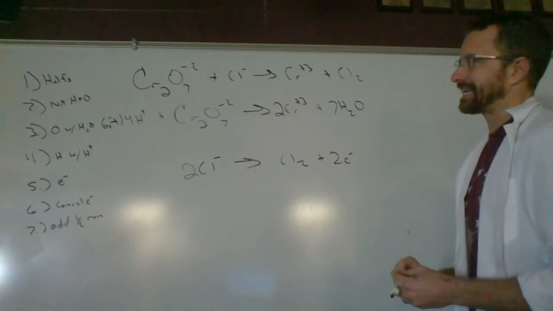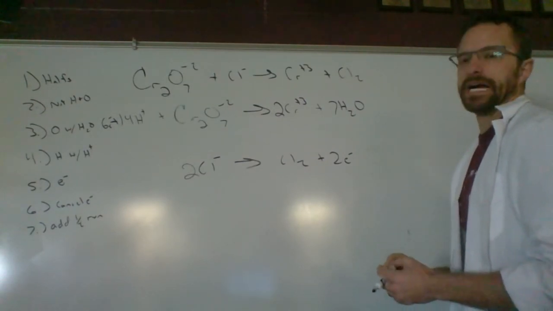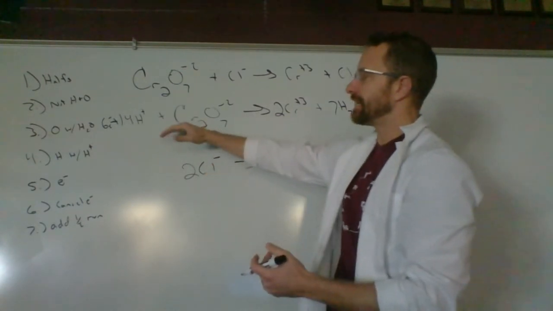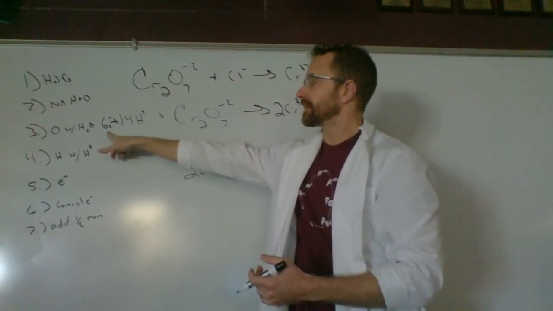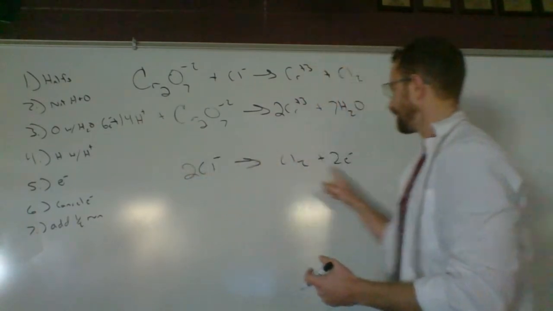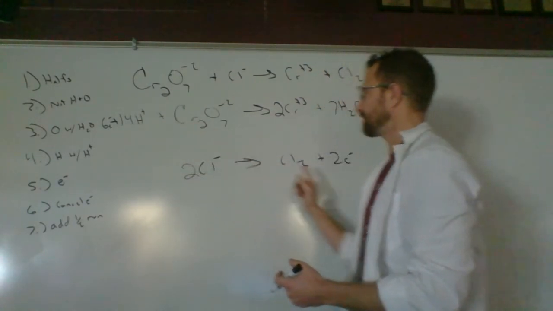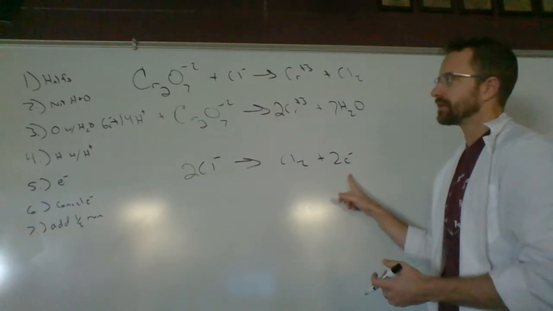So my next thing is to cancel out my electrons. I need there to be the same number of electrons in each half reaction, because if this side needs 6 electrons on this side, I need 6 electrons on this side to balance out with that, right? So this side's absorbing 6 electrons, so this side needs to be donating 6 electrons, right?